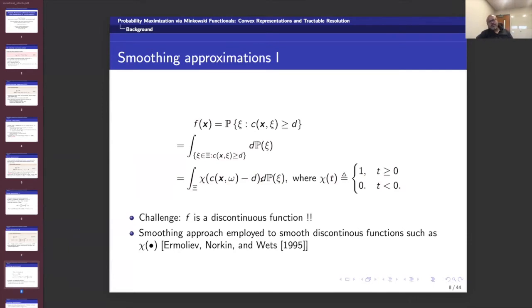A third approach has been using smoothing-based approximations. Essentially, you can write down this probability using the indicator function. But in general, as you know, this leads to a discontinuity, and there's been an effort to employ smoothing techniques. This goes back to the work by Ermoliev, Norkin, and Wets in '95, and others. There's a wonderful paper by Norkin, which is unpublished, I believe, but is on the IIASA website, where he looks at the optimization of probability functions.